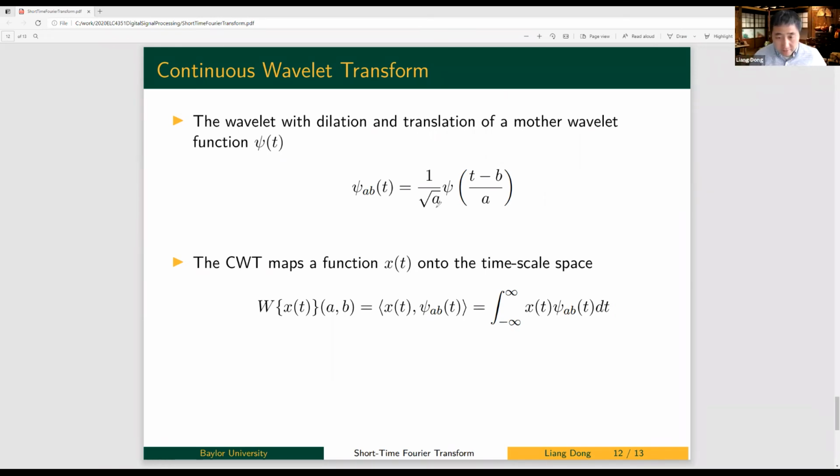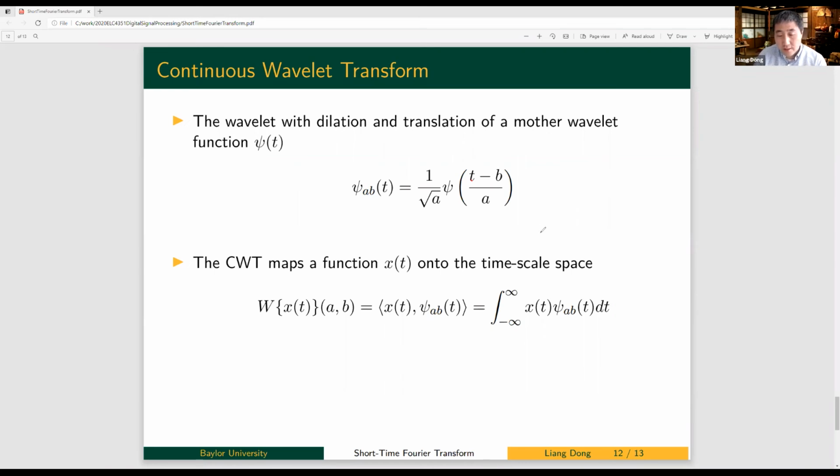And then we have another parameter, which is B. B is the parameter of translation. Translation is simply we have t subtract b. That's the same as we t subtract tau. So you shift this window, shift the window that is centered at time b, not time 0. So we're doing both dilation and translation.